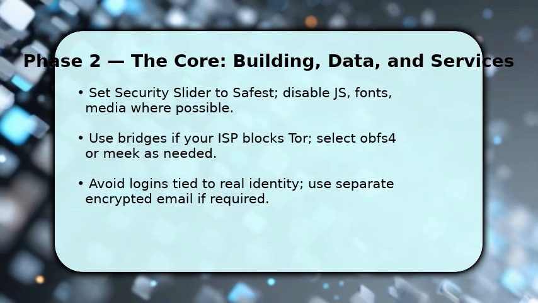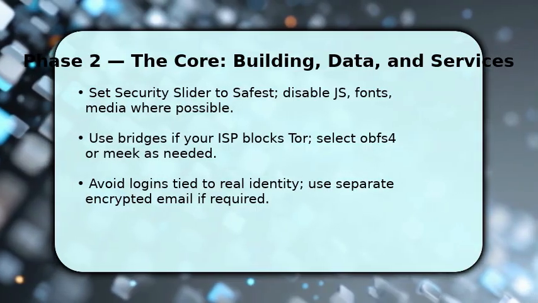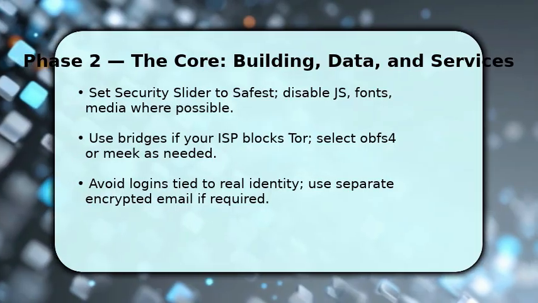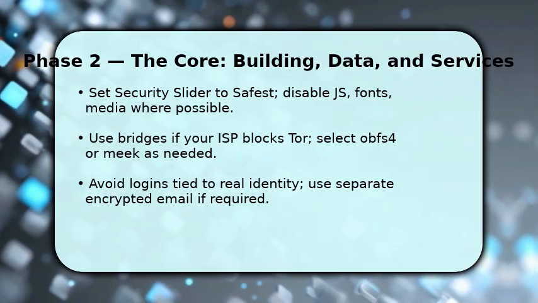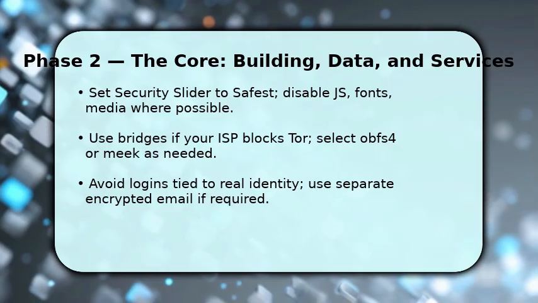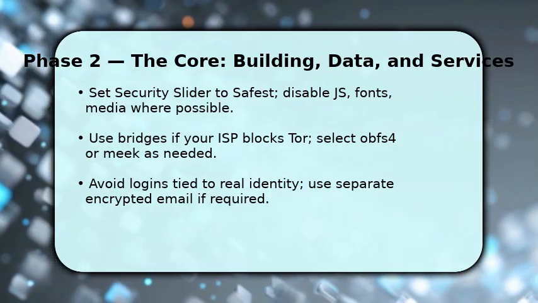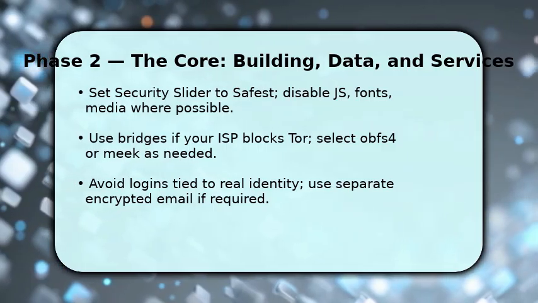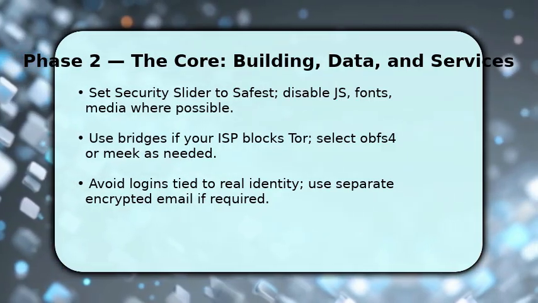Next, you harden the browser and network settings. Set the security slider to safest so JavaScript, fonts, and risky media are disabled. This lowers fingerprinting risk. If your ISP blocks Tor, enable bridges and pick obfs4 or Meek to disguise traffic. Bridges help you connect. Once connected, avoid signing into accounts tied to your real identity.